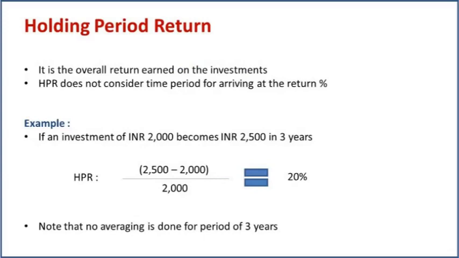It is the overall return earned on the investments irrespective of time. If on an investment of rupees 2000 we make a profit of rupees 500, then the holding period return is equal to 500 rupees divided by 2000, which is equal to 20%. This return could be earned in 1 year, 1 week, 3 years or 5 years. The period does not matter.